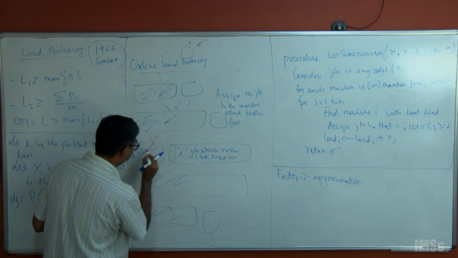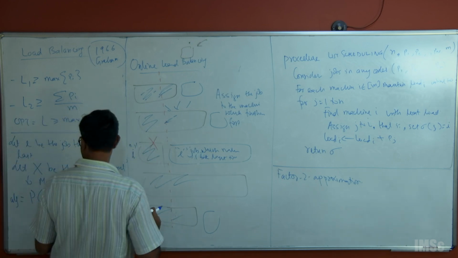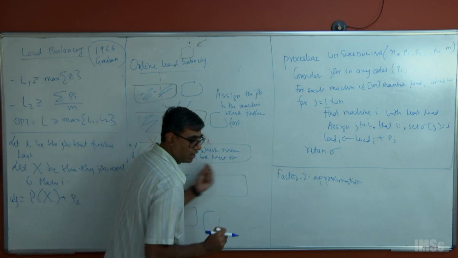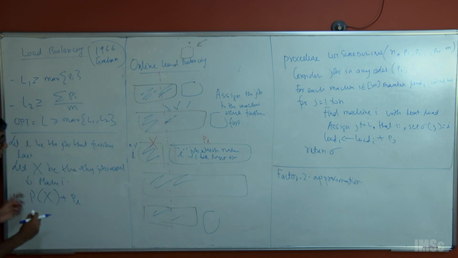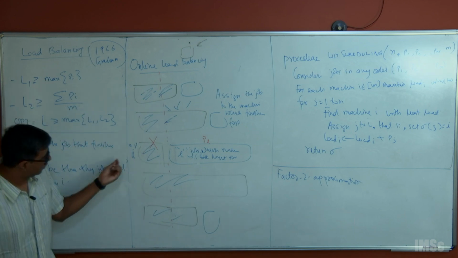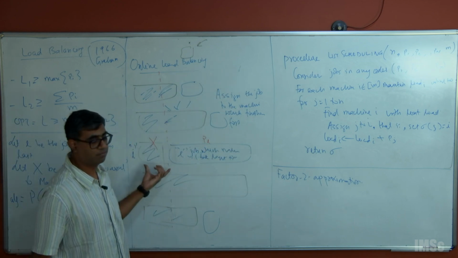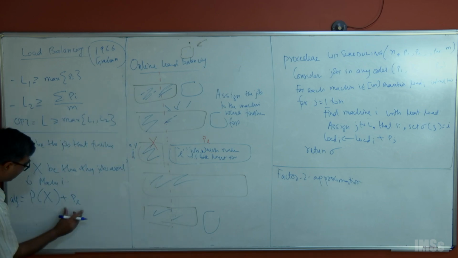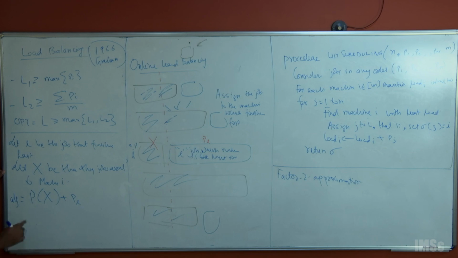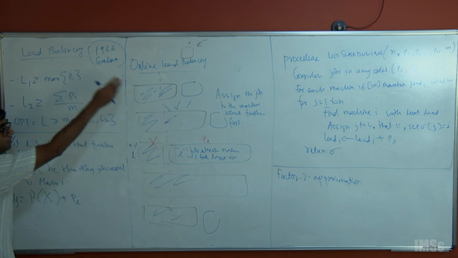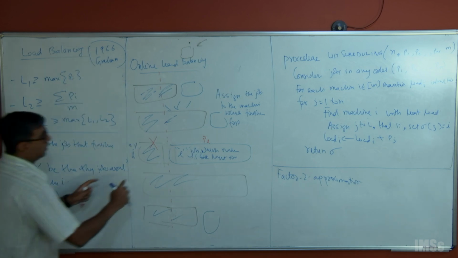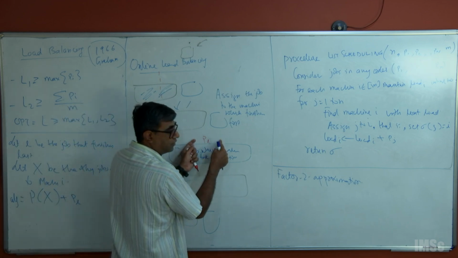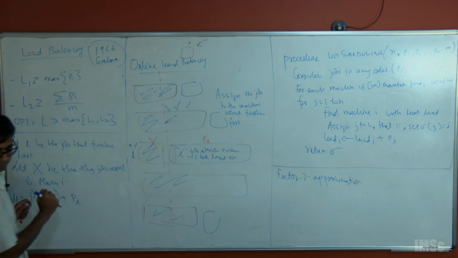Look at this. There are some other jobs that have been assigned to this. How much time will those take? P of X, and the time taken by the last item is P of L. Since the algorithm returns this load, this is the maximum load by definition. So the algorithm returns P of X plus P of L. The load of this list scheduling algorithm is the summation of the processing times in X plus the processing time of the last element, P of X plus P of L. Is that fine?